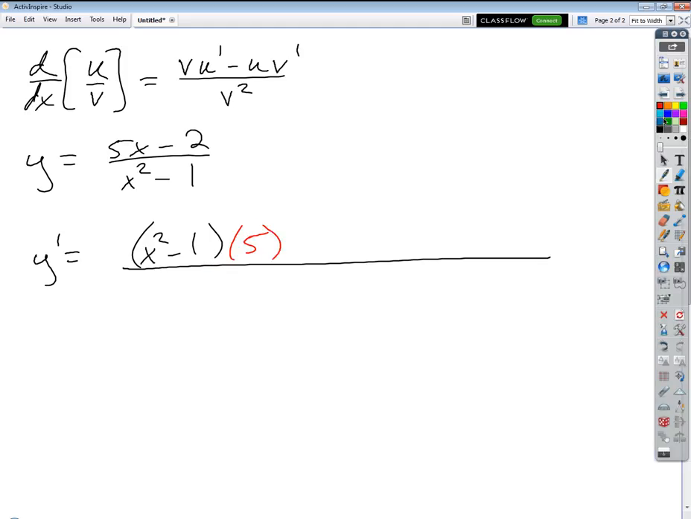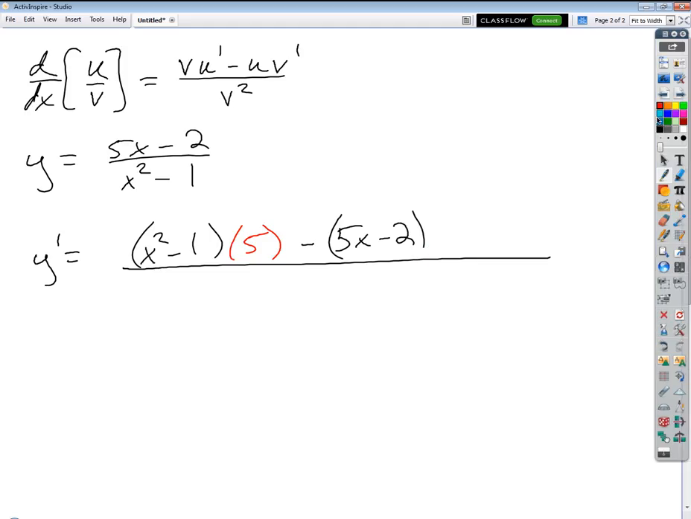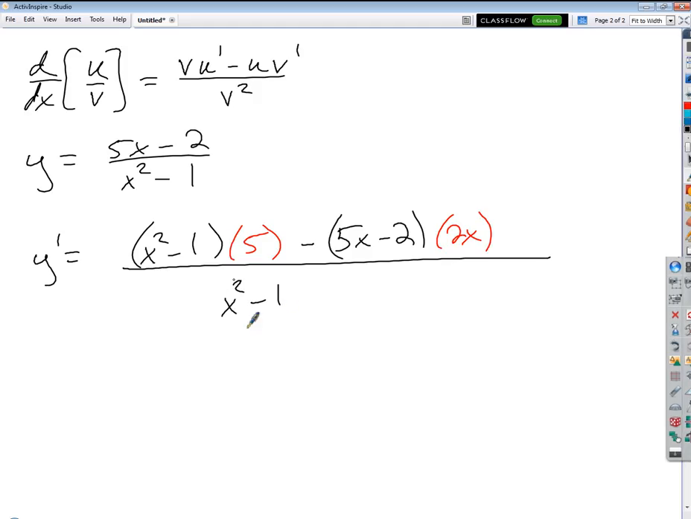Minus 5x minus 2 times 2x. Okay, so minus the top times the derivative of the bottom, which is 2x. Yes, sir. Over x squared minus 1 squared. Good, the quantity x squared minus 1 squared.